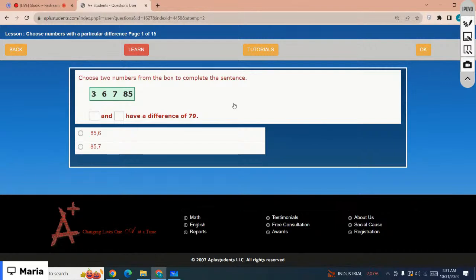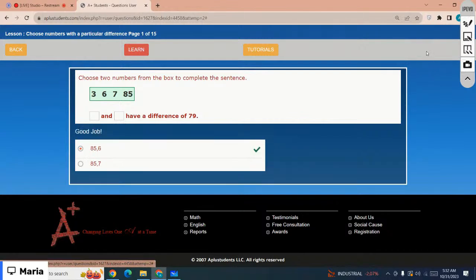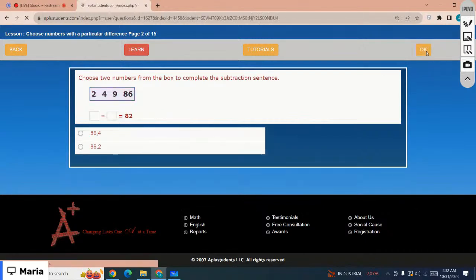Which two numbers when subtracted? Very good, that is 85 minus 6. When you subtract them, they make 79, right? 85 minus 6 makes 79. Very good. Okay, the next one is choose two numbers from the box to complete the subtraction sentence. Which two numbers when subtracted make 82? Which is the correct option?